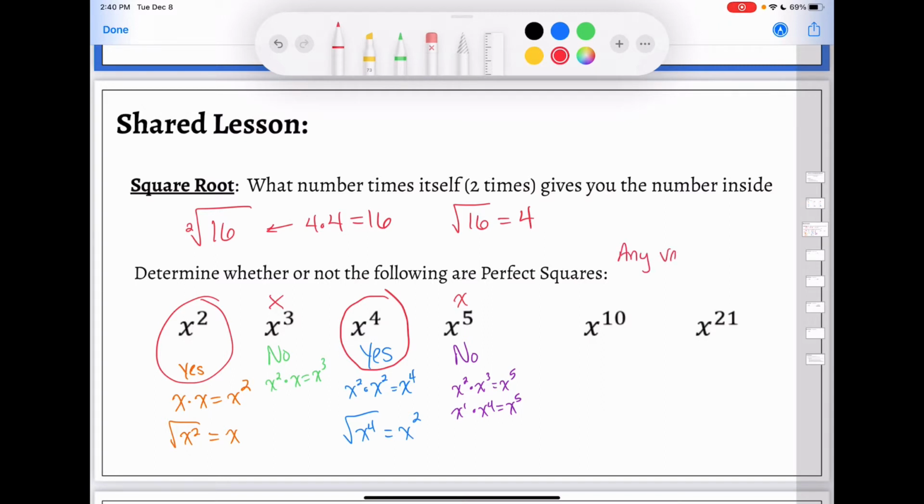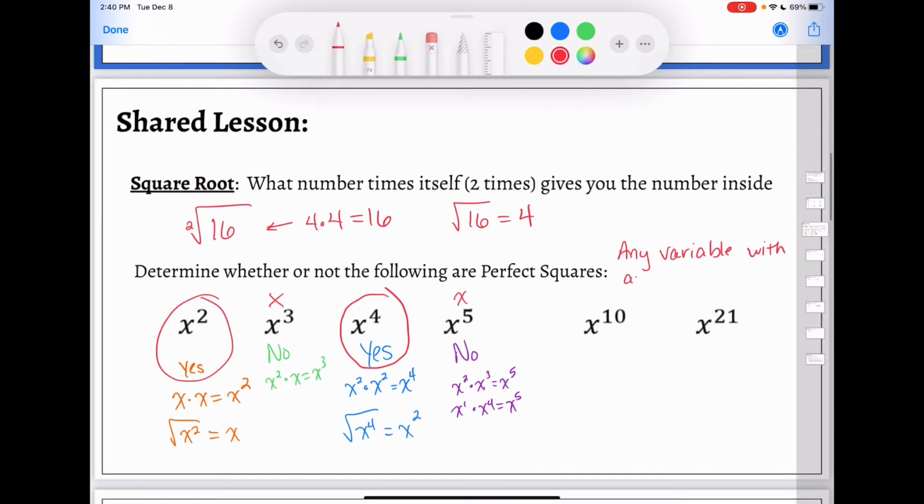Any variable with an even exponent is a perfect square.